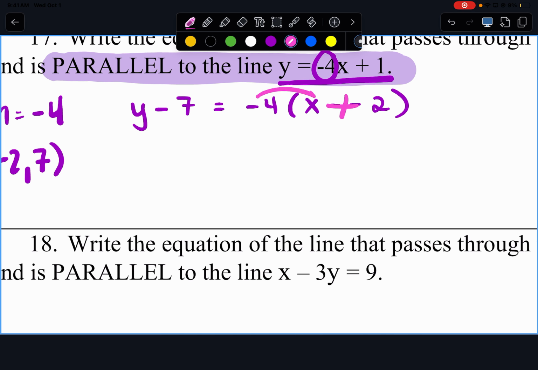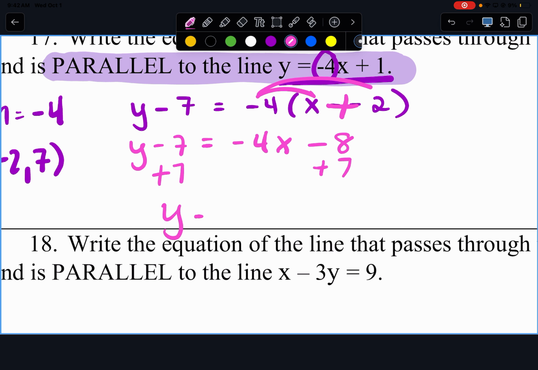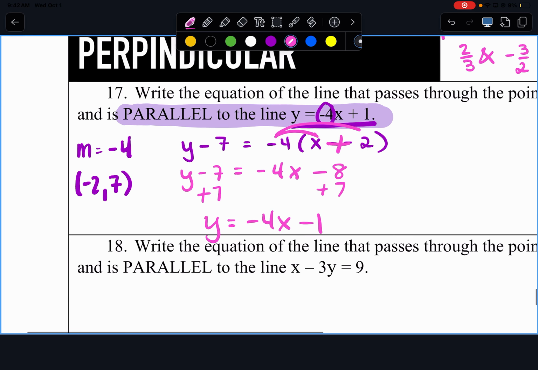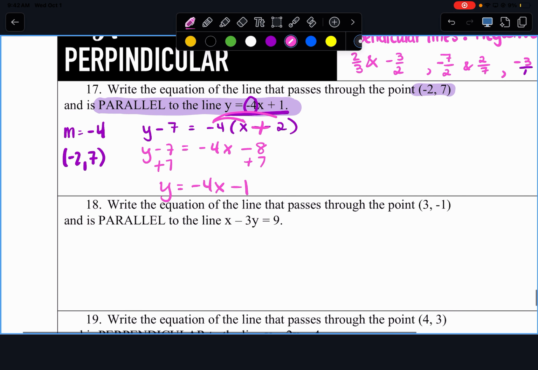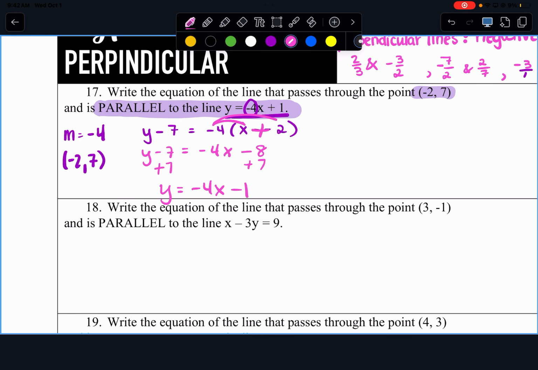Distribute. So I get y minus 7 equals, what is negative 4 times x? What is negative 4 times positive 2? From there, what do I do? You add 7. So y equals negative 4x minus 1. And we're done. That's why these are the easiest. We don't have to answer them in context. We don't have to solve for anything. All we're doing is writing the equation. We're writing it in slope-intercept form.